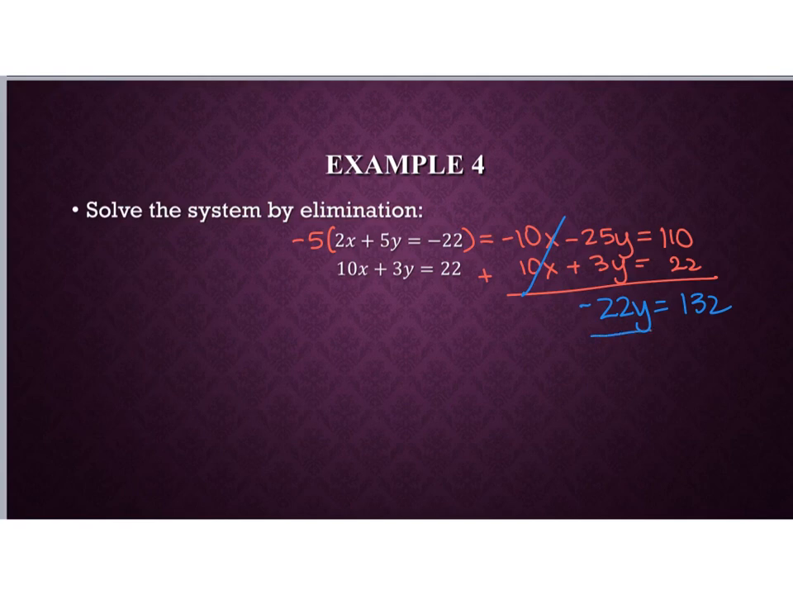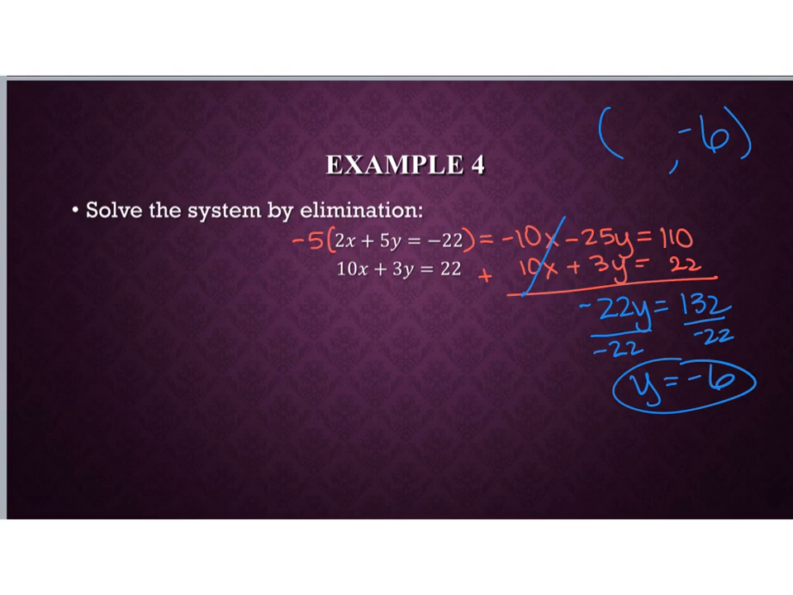Now when I go ahead and solve for y and divide both sides by -22, I end up with y being equal to -6. So again, these are coordinate points for solutions, so my y value is -6.